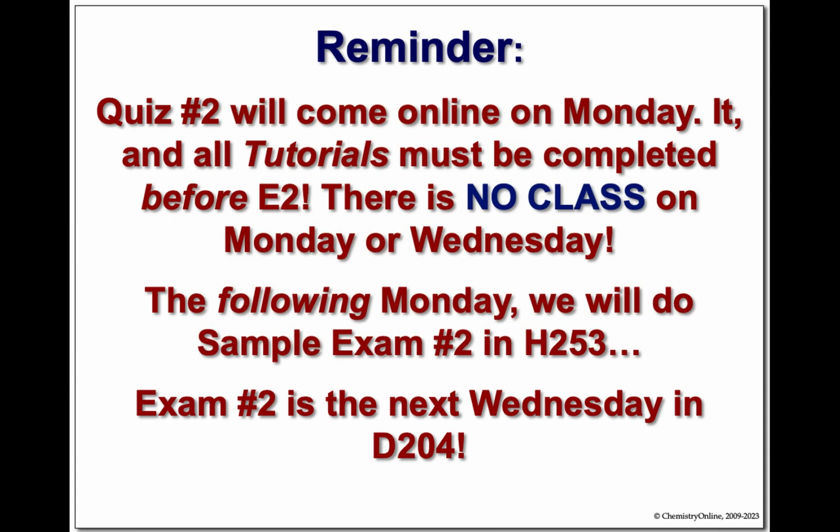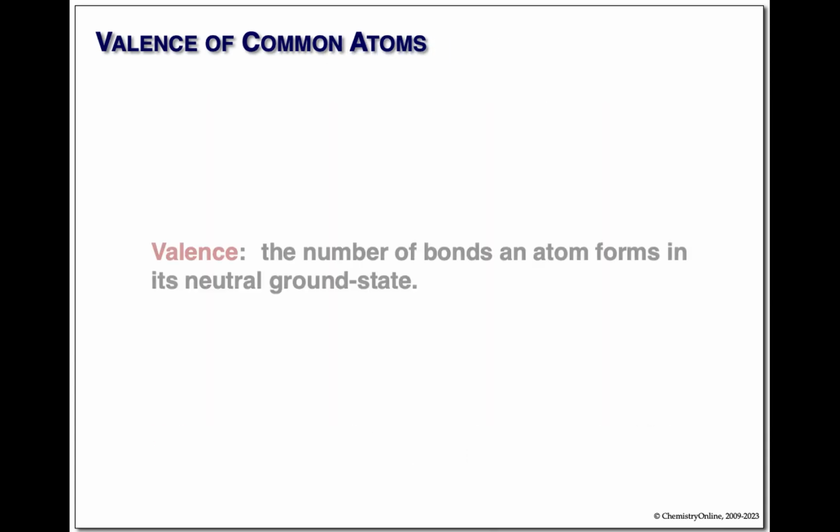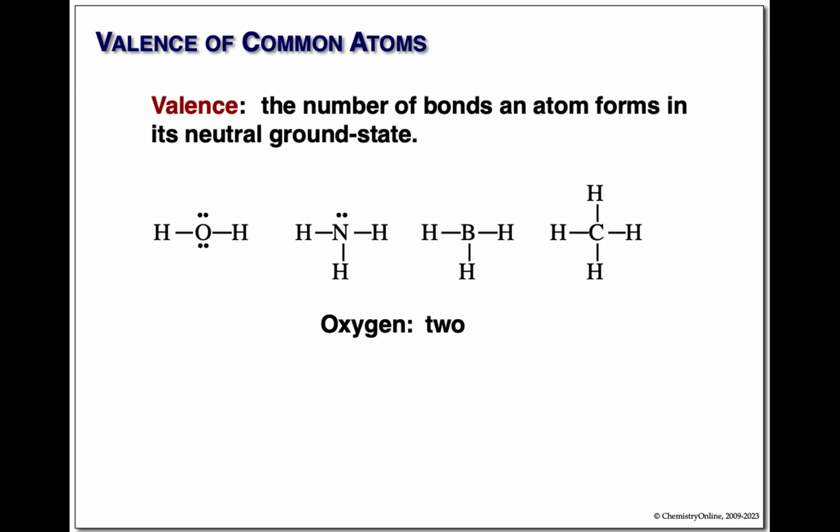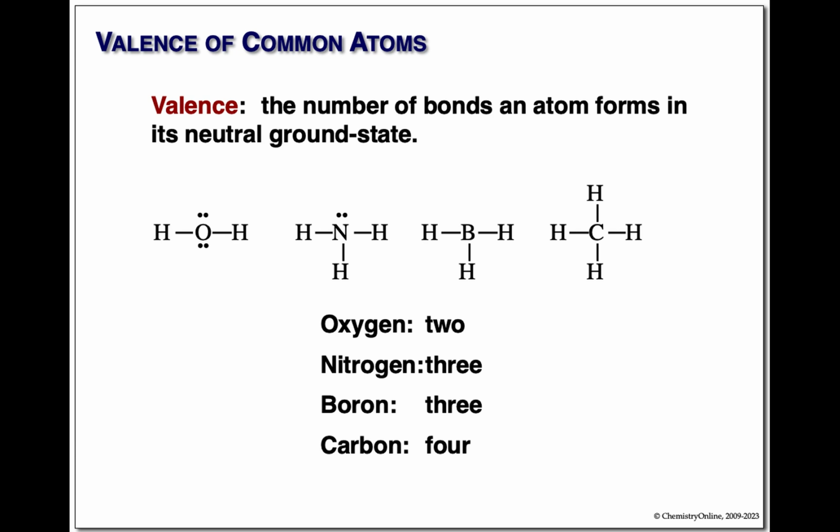All right, well, let's just talk about a very simple concept of valence. Valence is the number of bonds an atom forms in its neutral ground state. For oxygen, look at water, is 2. 2 unshared pairs of electrons. Nitrogen is 3. 1 unshared pair. Boron is also 3, but has no extra electrons. Poor boron. It's stuck in life with only 6 valence electrons around it.